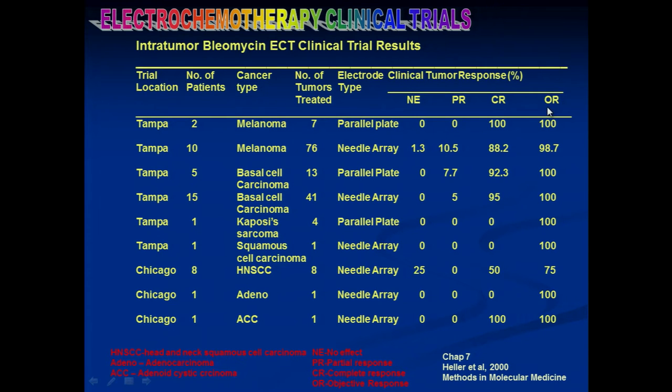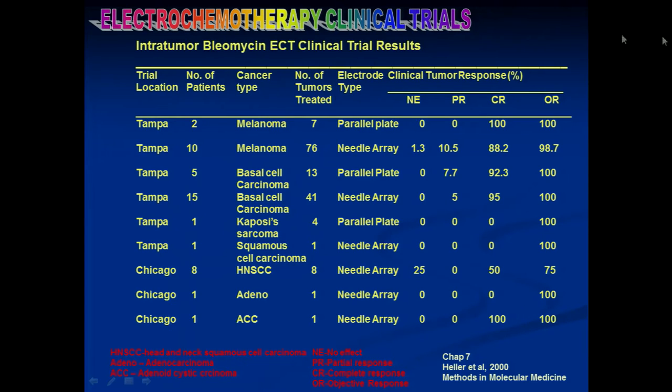Okay, this is the overall response. You remember the medicines I showed you, tamoxifen, bleomycin and all those, 17 to 54%, and now here you see 100, 98.7, 100, 100, 100, 100, only one case 75, 100, 100. Okay, NR is no response. If the tumor size doesn't reduce below 50%, it is called no response.